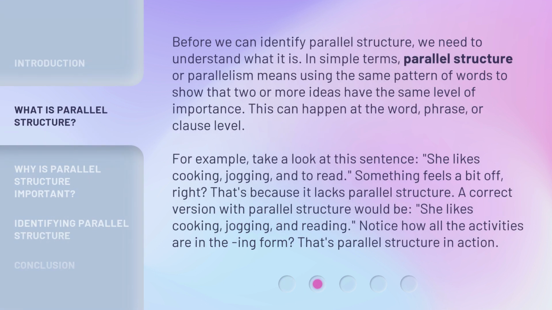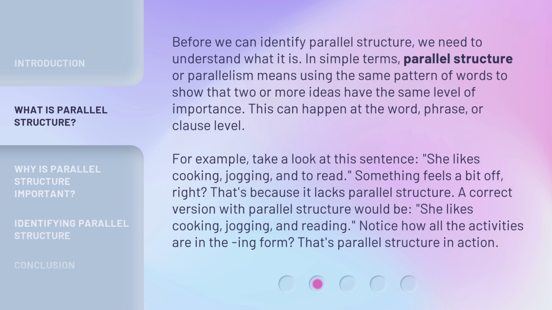Before we can identify parallel structure, we need to understand what it is. In simple terms, parallel structure or parallelism means using the same pattern of words to show that two or more ideas have the same level of importance. This can happen at the word, phrase, or clause level.